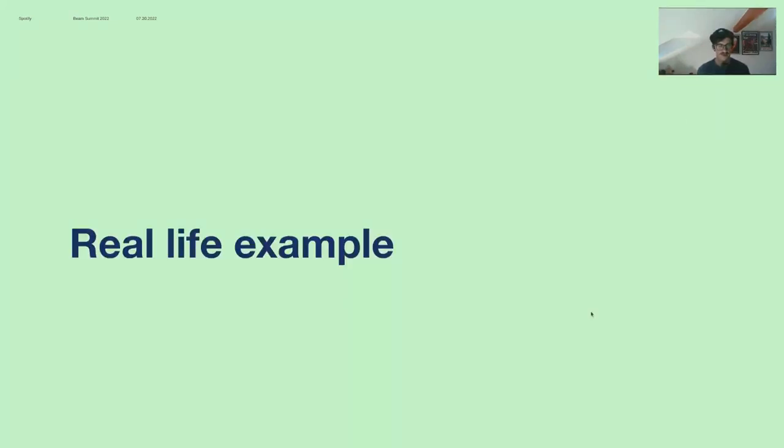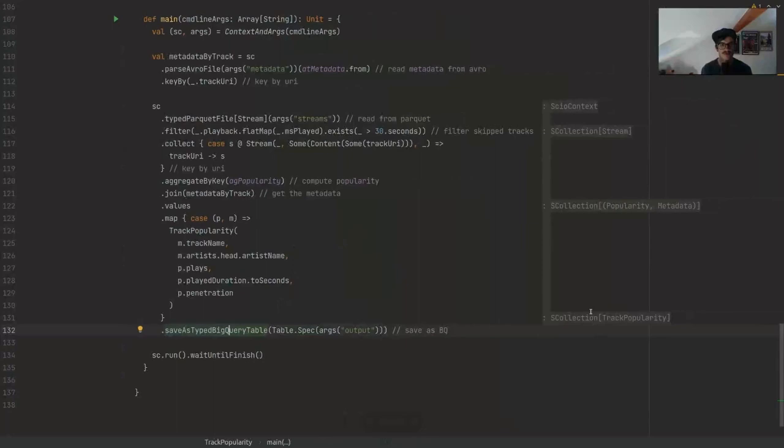So we've seen some theory, but I wanted to show you a real-life example. I've actually implemented the track popularity problem with real Spotify data. So let's inspect the code here. I'm reading the metadata and keying it by track ID from an Avro file. Reading the streams from Parquet. Filtering out skips: we only consider streams which are more than 30 seconds. Otherwise, we can say it's just a skip. People didn't really listen to it.